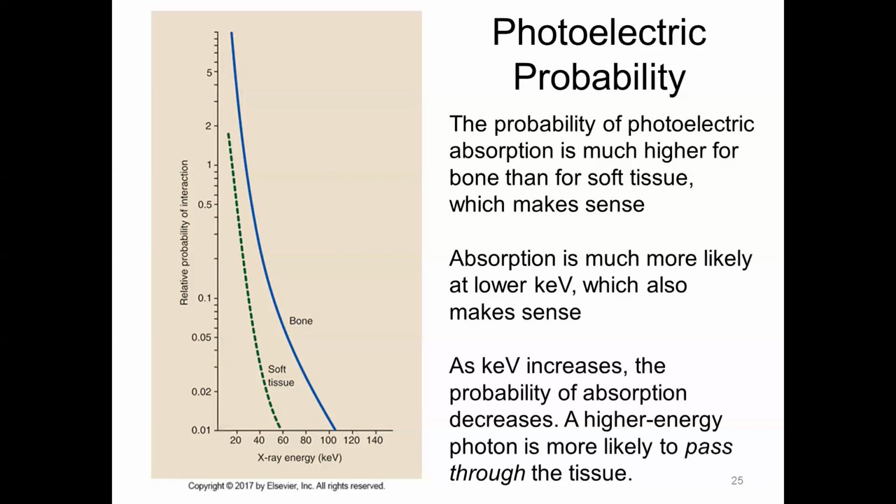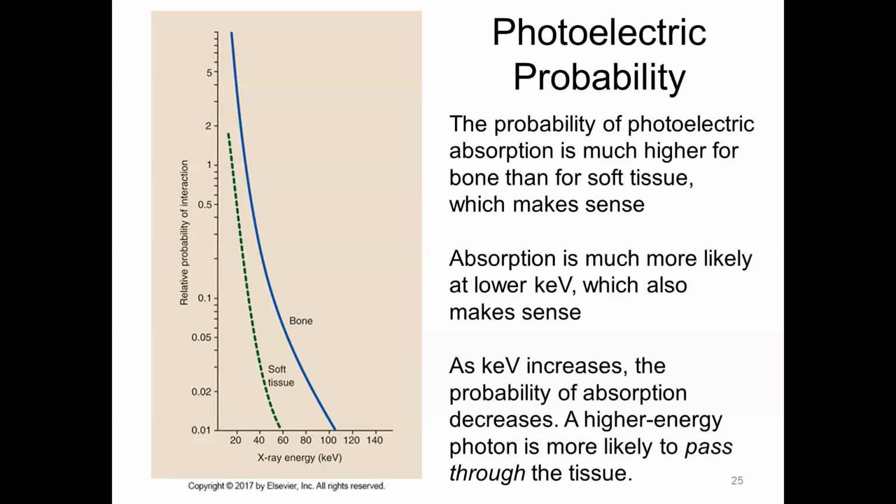Instead, if they're not getting absorbed, they must be transmitted, because we're not talking about Compton at all. So it's either being absorbed or it's being transmitted. For whatever energy level and whatever tissue type, if it's above the curve, it's not going to be absorbed. If it's below the curve, it's going to be absorbed. Okay, that's the photoelectric side.